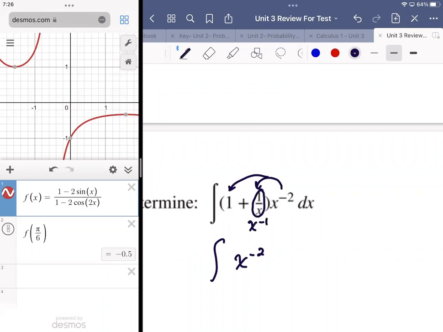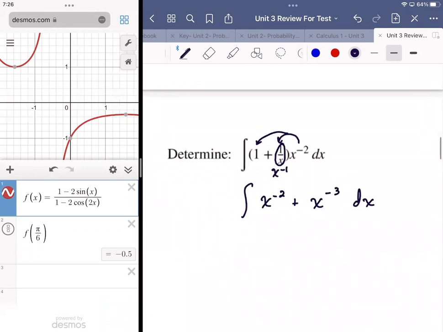So I'm looking at x to the negative second plus x to the negative third dx, anti-differentiate each piece by increasing the exponent by 1, so x to the negative first, and dividing the understood coefficient by that new exponent.